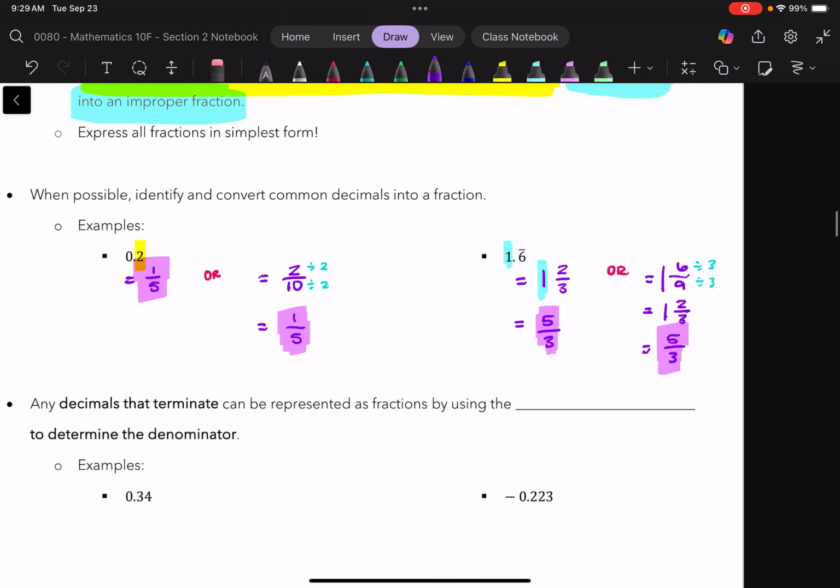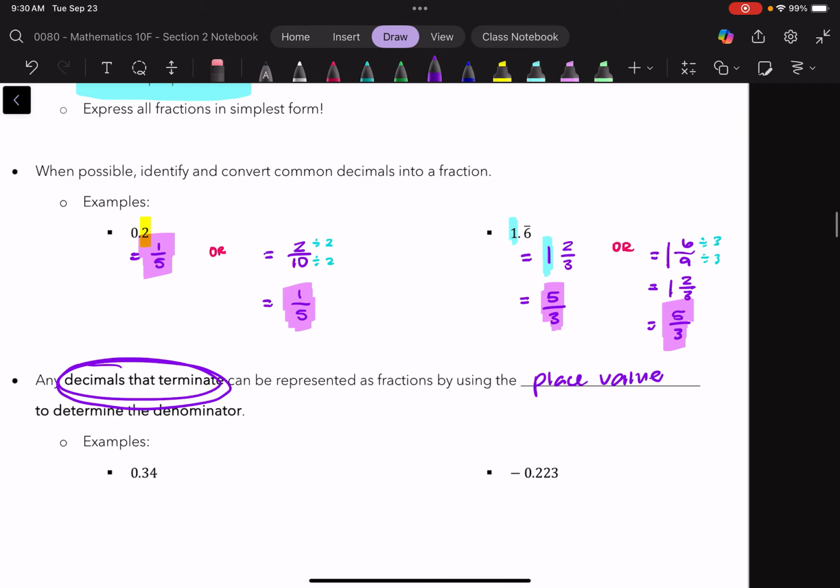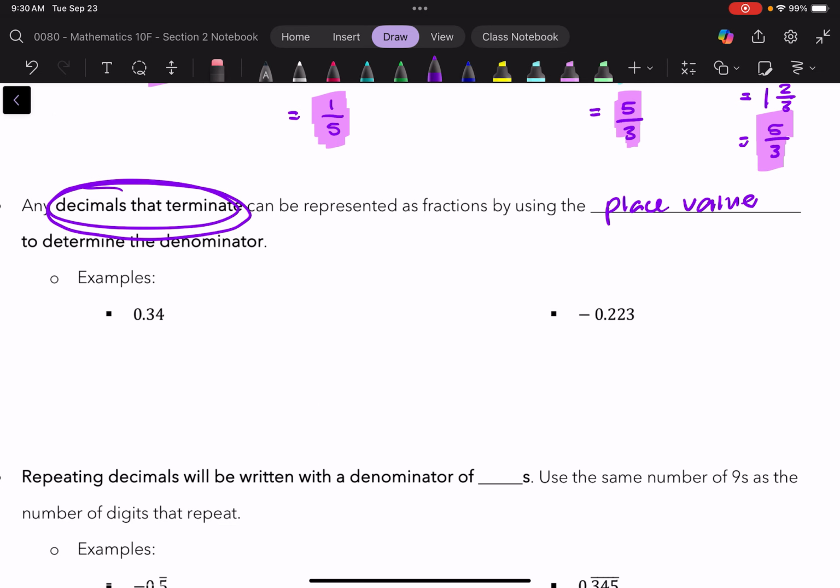Okay, so that first strategy was acknowledging our sight fractions. The second strategy is talking about place values. And it says that any decimal that terminates, which means it stops, it does not go on, can be placed as a fraction by using the place value to determine the denominator. And we're going to jump right into these examples.